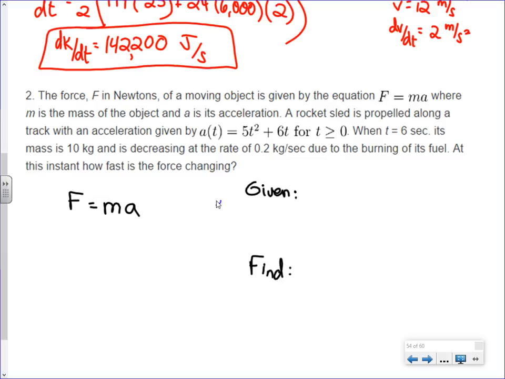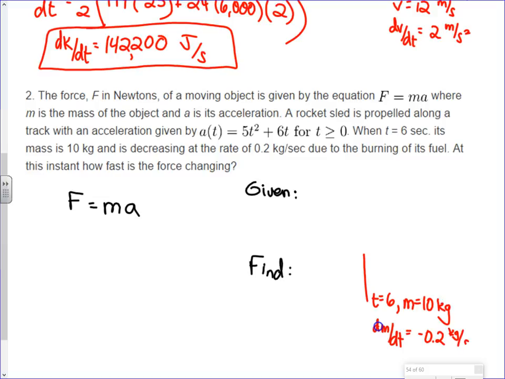But hold on, to find this is a little bit different though, yeah? Yeah, they give us two equations, what do we do with acceleration? Well, hold on. We can plug in, I guess. When t is equal to 6 seconds, this is our such that, right? Because we're gonna need acceleration. When t is equal to 6, its mass is equal to 10 kilograms. Anything else? And it's decreasing, dm/dt is negative 0.2. So you're right, negative 0.2? Good. Kilograms per second.